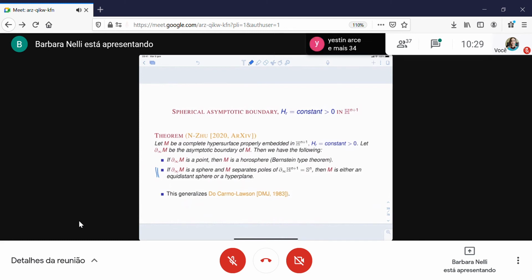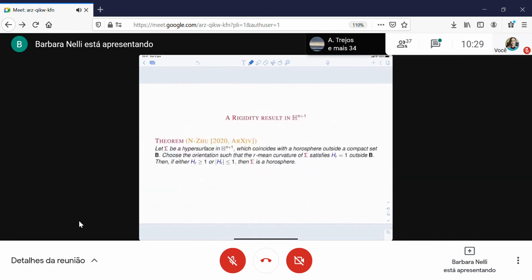Okay, good. So this is the first result, and then let me just mention the second result in collaboration with Jing Yang. This is the rigidity result that I was talking about before. If I have a hypersurface which coincides with a horosphere outside a compact set, and if I assume that H_r is larger or equal than 1, or H_r is smaller or equal than -1 in modulus, then sigma is a horosphere. So you cannot perturb a horosphere inside a compact set like that. Here you are still in H^{n+1}. You can perturb it provided you keep H_r larger or equal than the curvature of the horosphere.